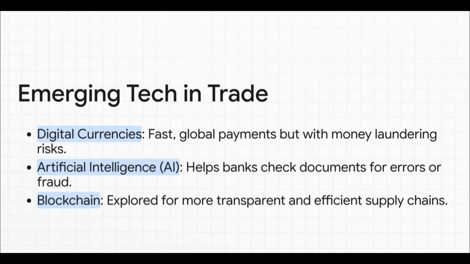Things like digital currencies are being looked at for super fast global payments, though there are still risks to figure out. Artificial intelligence, or AI, is becoming a huge help for banks, automatically scanning all that trade paperwork to spot mistakes or even fraud. And then there's blockchain, which people are exploring as a way to create one shared, unchangeable record of a product's entire journey.